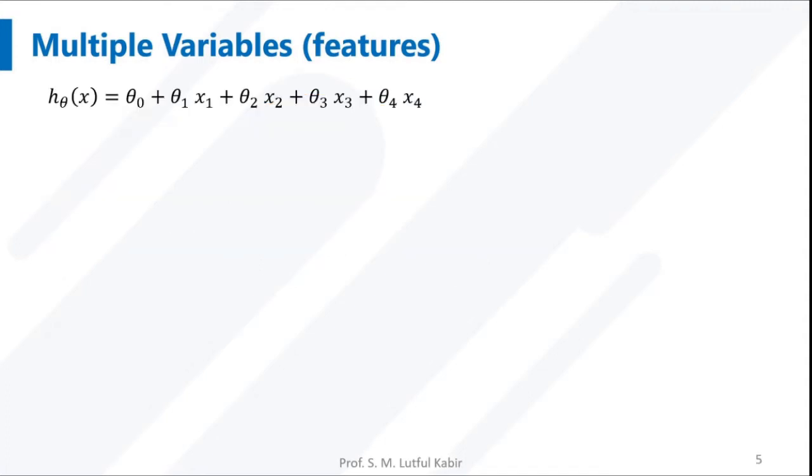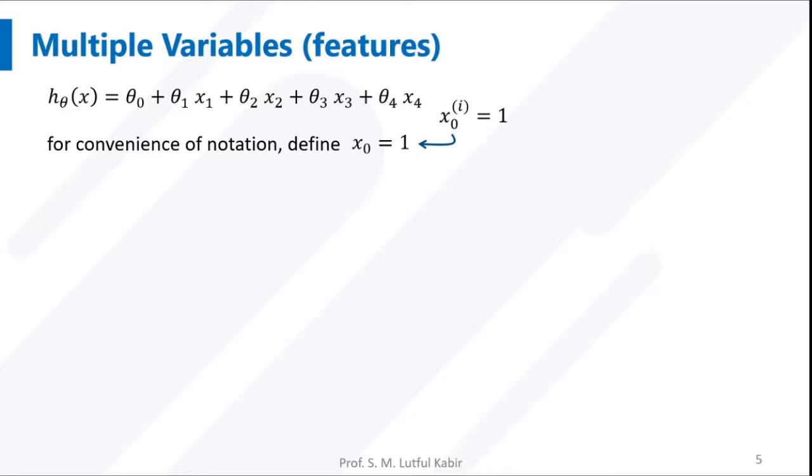In the previous slide, we have seen the hypothesis is equal to theta 0 plus theta 1 x1 plus theta 2 x2 up to theta 4 x4, where x's were the features or variables and thetas were the parameters. So for the convenience of notation, let us define a new variable x0, which is assumed to be a constant value 1. And for every example, we'll put x0 equal to 1. That's why we should write x0 superscript i equal to 1.